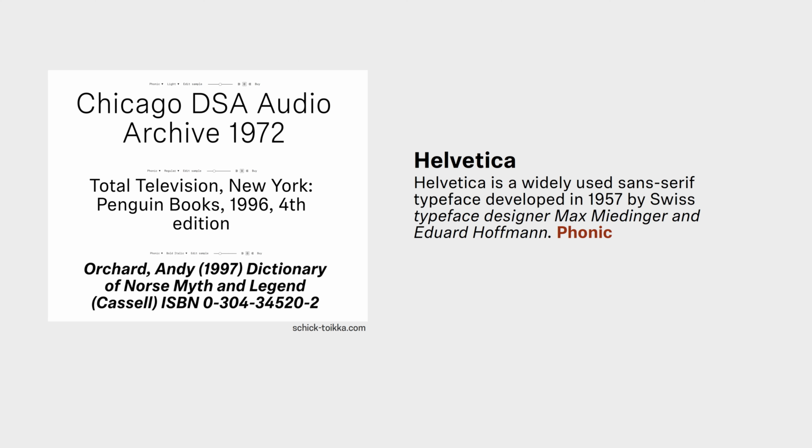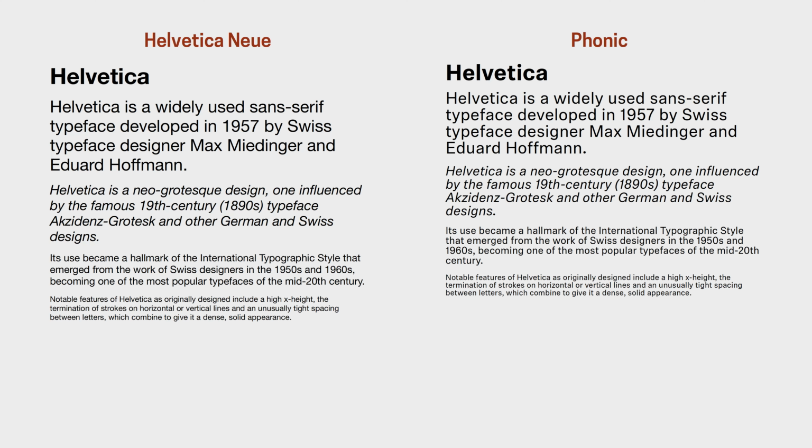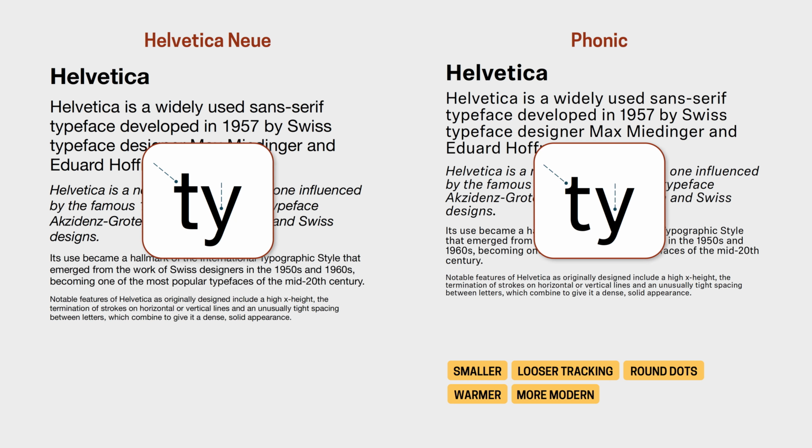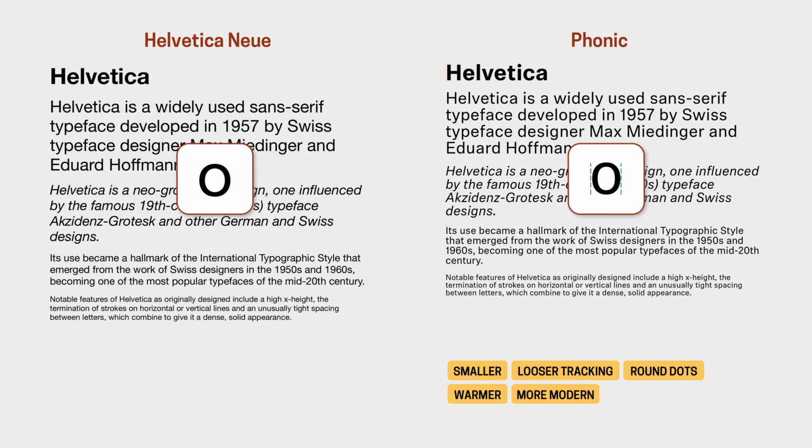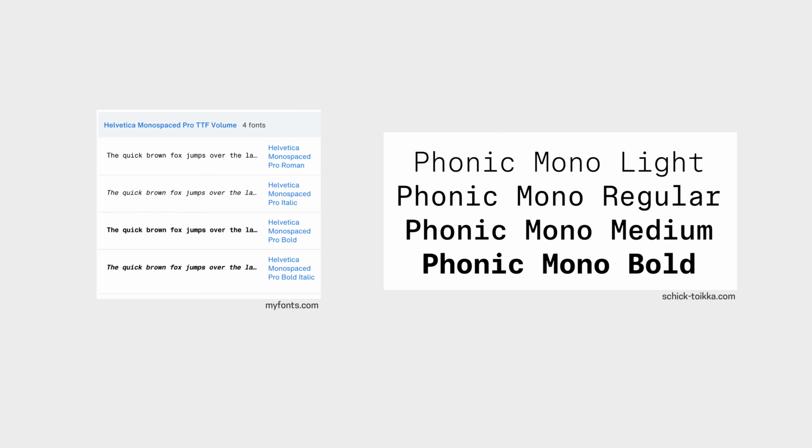Now let's move on to Phonic from Schick Toikka. When you compare Phonic, which is on the right, to Helvetica, you can see that Phonic is smaller, but with looser tracking, which lets it stay readable at smaller sizes. It also has round dots, which makes it look friendlier. Even though Phonic appears to be as sharp as Helvetica, some of its line intersections have been rounded, making it feel warmer and more friendly. It also feels less blocky and more modern compared to Helvetica, mainly because its round letter forms are more oval than they are round. Phonic also has a monospace version that I quite like.